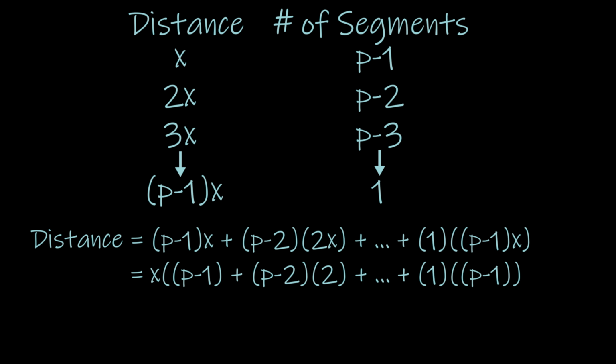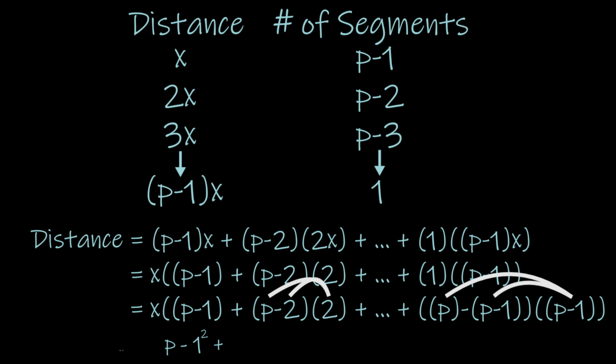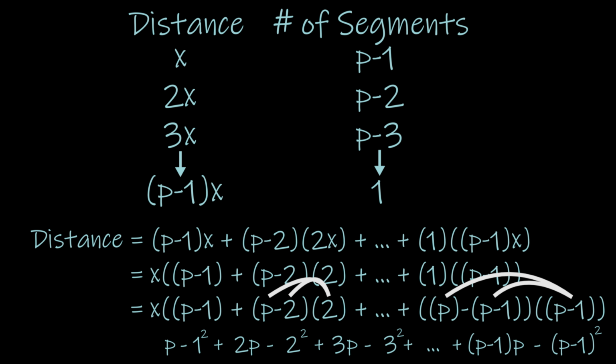I'm now going to do a little trick here for the last term. I'm going to write 1 as p minus (p minus 1). So now I have x times (p minus 1 times 1, plus p minus 2 times 2, all the way up to (p minus (p minus 1)) times (p minus 1)). I can distribute in my constants and get (p minus 1) squared plus 2p minus 2 squared plus 3p minus 3 squared, all the way up to p times (p minus 1) minus (p minus 1) squared.